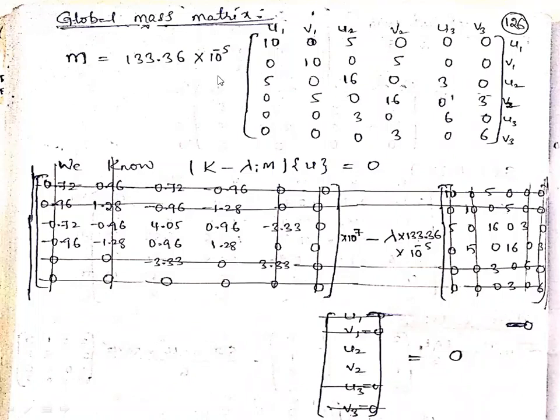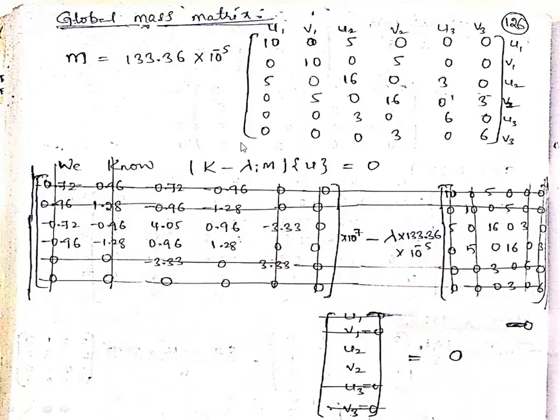That is equal to 133.36 into 10 power minus 5 into the matrix: 10, 0, 5, 0, 0, 0; 0, 10, 0, 5, 0, 0; 5, 0, 16, 0, 3, 0; 0, 5, 0, 16, 0, 3; 0, 0, 3, 0, 6, 0; 0, 0, 0, 3, 0, 6. So this is the global mass matrix having a range of 6 by 6.